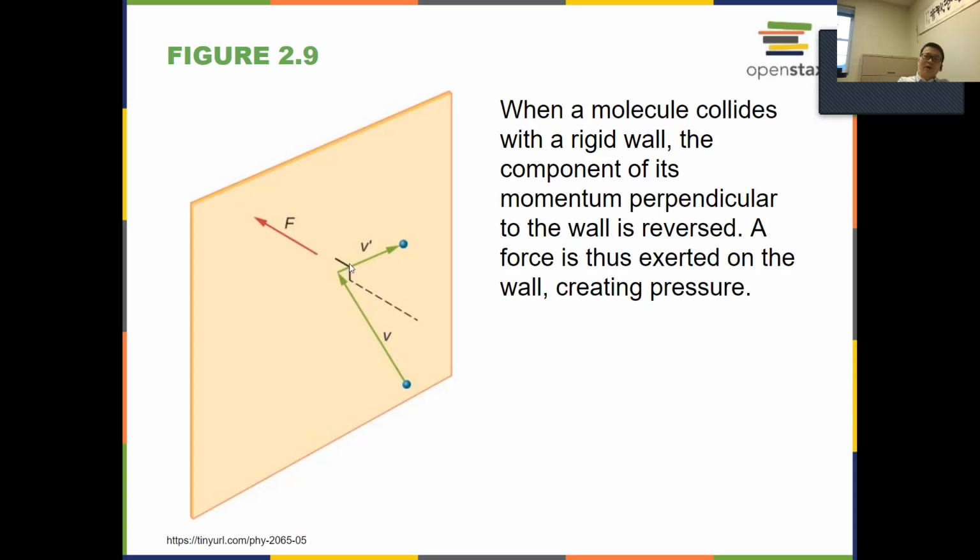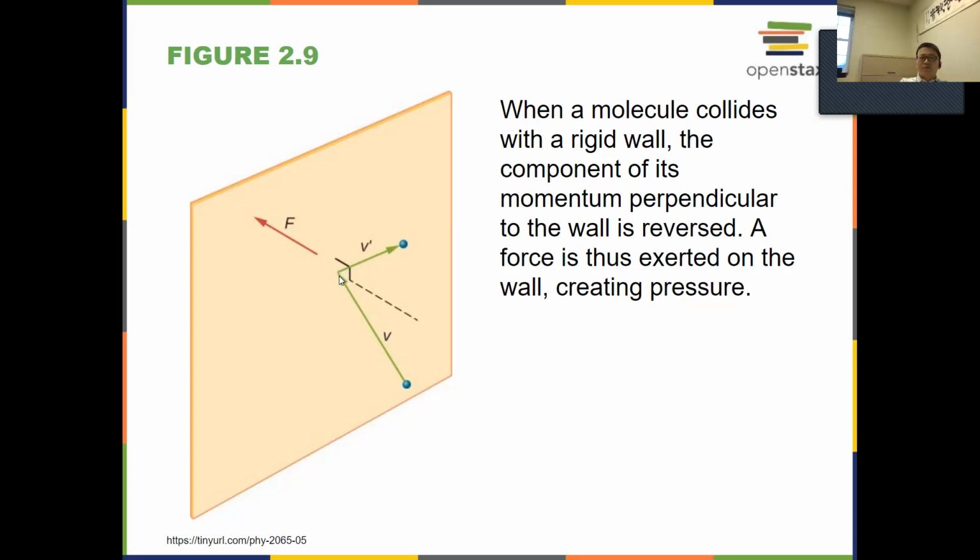So as it hits the wall and bounces back, there's a change of momentum of the molecule. That means there's a force acting on it during the collision, which happens in a very short time period, maybe on a microsecond time scale. So there's an interaction between the molecule and the wall when the two collide.